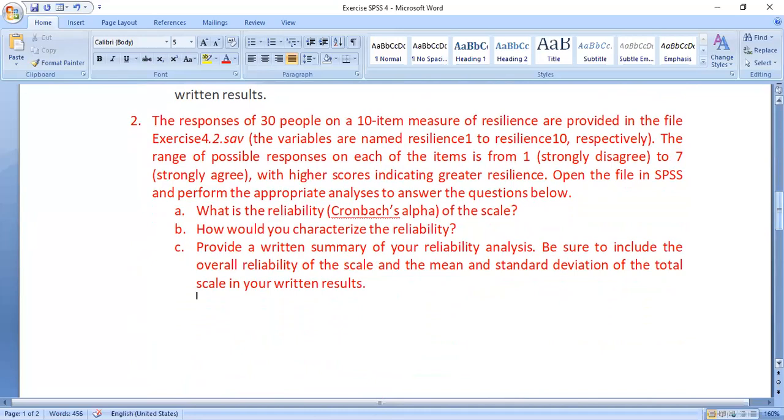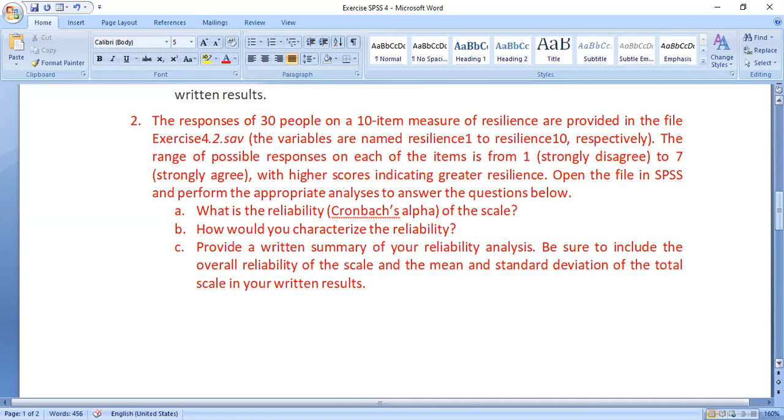So the question is, the responses of 30 people on a 10-item measure of resilience are provided in the file exercise 4.2.SAV. The variables are named resilience 1 to resilience 10, respectively. The range of possible responses on each item is from 1, strongly disagree, to 7, strongly agree, with higher scores indicating greater resilience. You have to open the SPSS file and perform the appropriate analysis to answer the questions below.